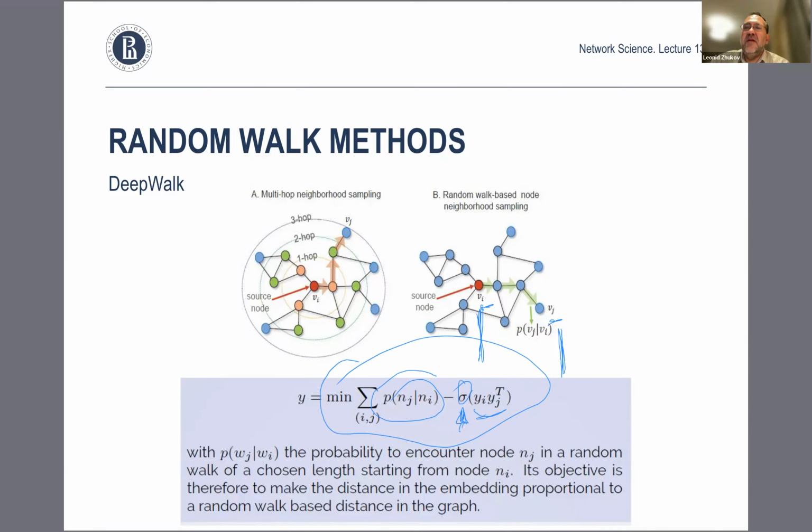The claim is that if we have a good embedding, then we compute those probabilities either from the graph or from the embedding representation, and they will be very similar to each other. That's the idea of the random walk method, and that's pretty much what the DeepWalk method is doing.